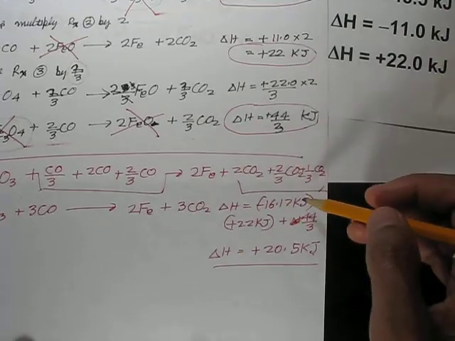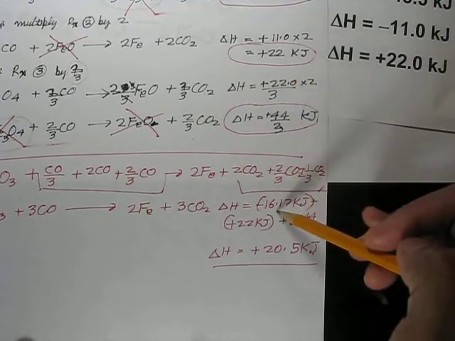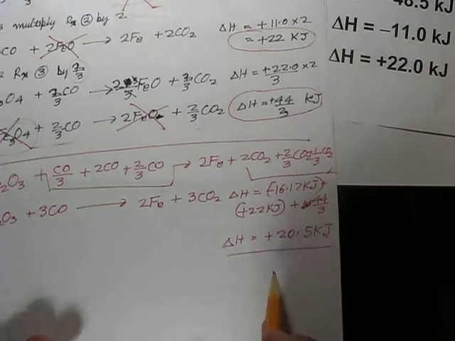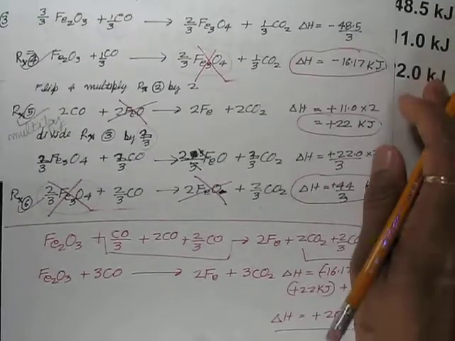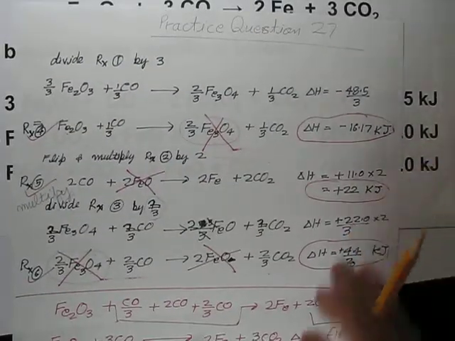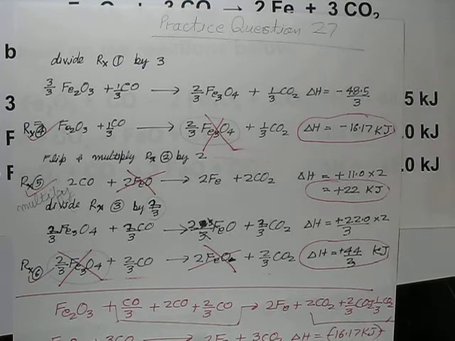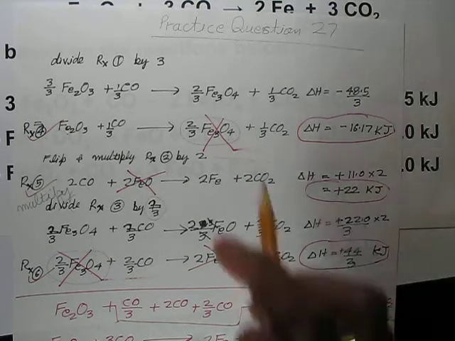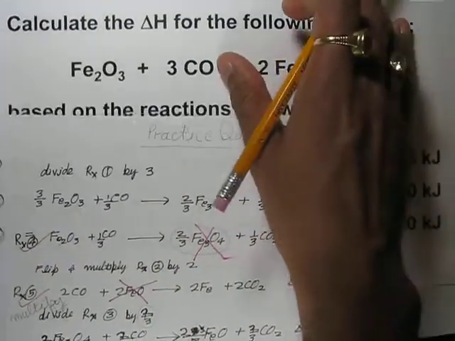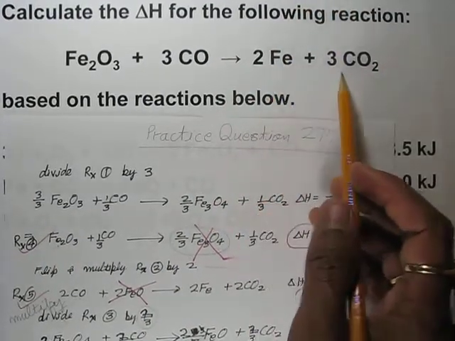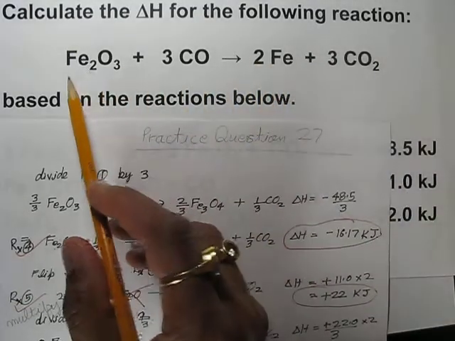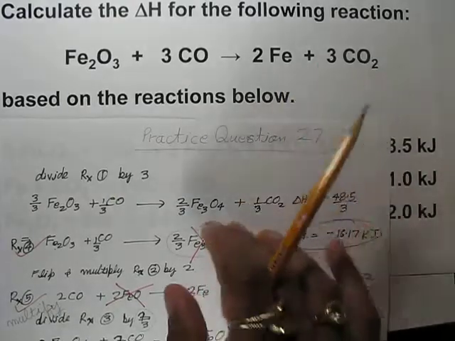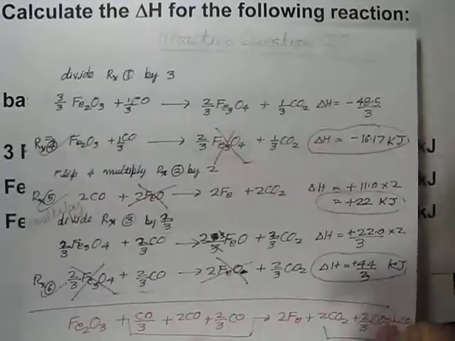In the same way we have to add their delta H also, and then at the end you will get plus 20.5. Here the important thing is, once you add all these things, you have to consider which molecule will be on the reactant side and which will be on the product side, and how many moles, because we need to arrange their coefficients also in the final reaction using the steps.